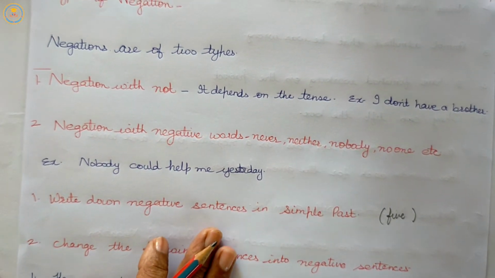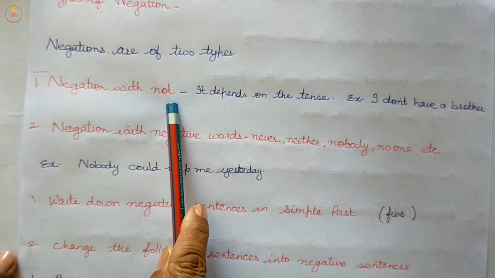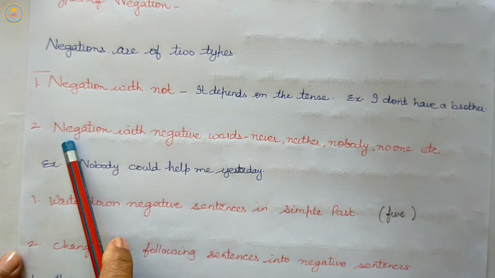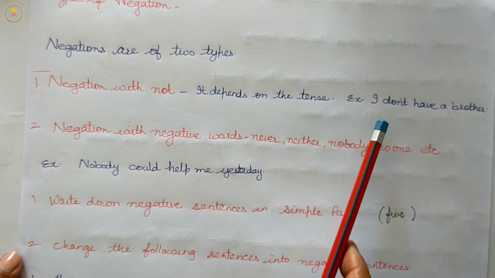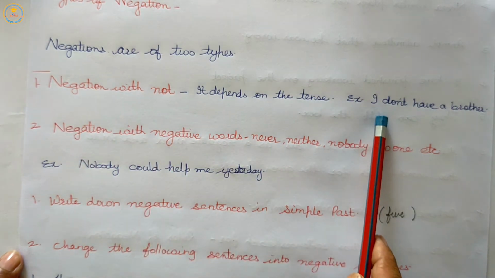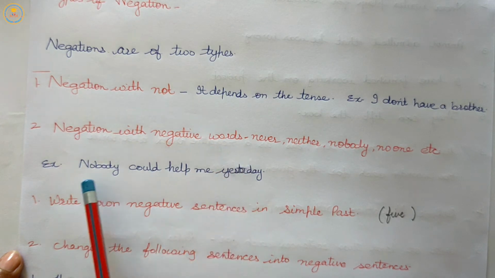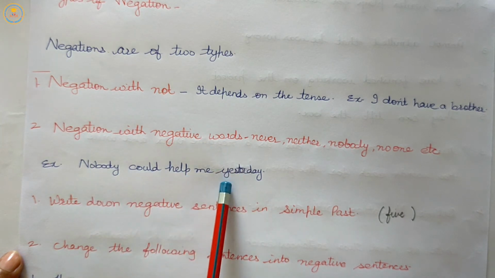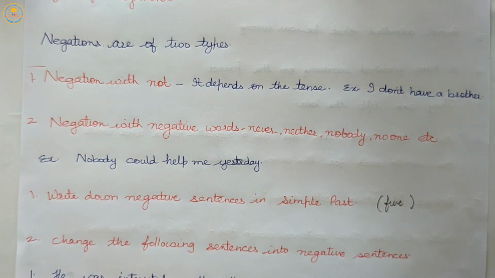So the two types of negation are negation with not and negation with negative words. The words are given here and the sentences are also given here. Negation with not: I do not have a brother. Negation with negative words: nobody could help me. I hope you have understood whatever we discussed in this topic, negation.